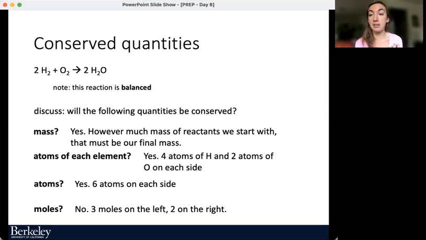That's because moles are a count of molecules, not a count of the atoms or a count of the mass. Going back to our sandwich analogy, if I start with 2 pieces of bread and 1 piece of cheese, you can think of that as 3 things. And then I'm ending with 1 sandwich. That's 1 thing. So you can think of moles like that, as a count of stuff. And so moles are not conserved. Does this make sense?